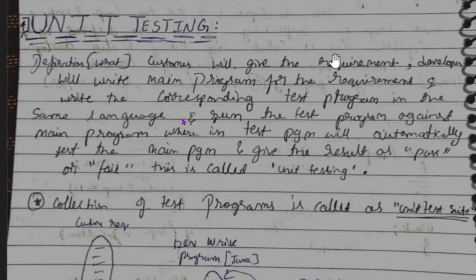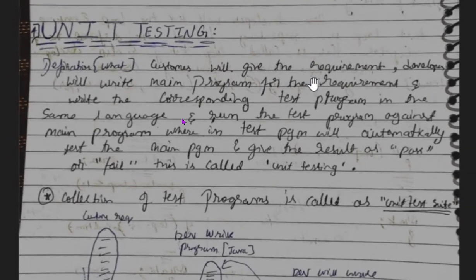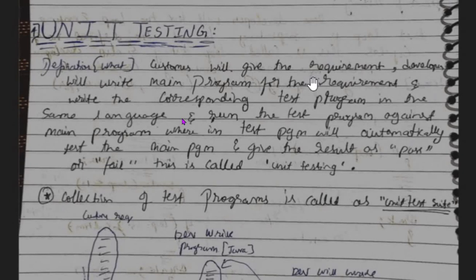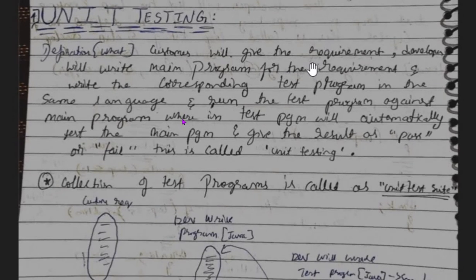In the definition they mention that the customer gives the requirement for the first time. Then the developer will write the main program for the requirement and the corresponding test program in the same language. That means if the main program is done in Java, the corresponding test program should be done in the same language, Java only. And run the test program. Here he is running the test program again as the main program, where the test program itself will automatically test the main program and give the result as pass or fail. This is a very jumbled definition, but in the examples you will learn what it is.